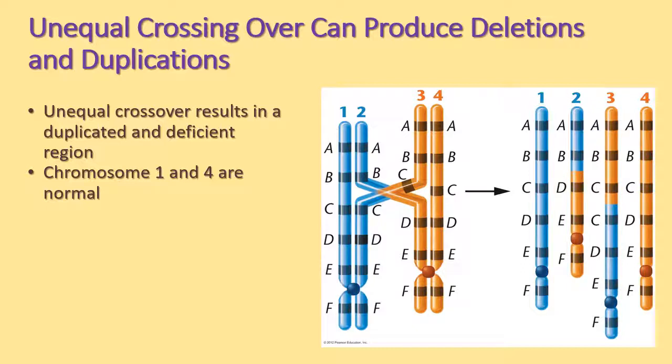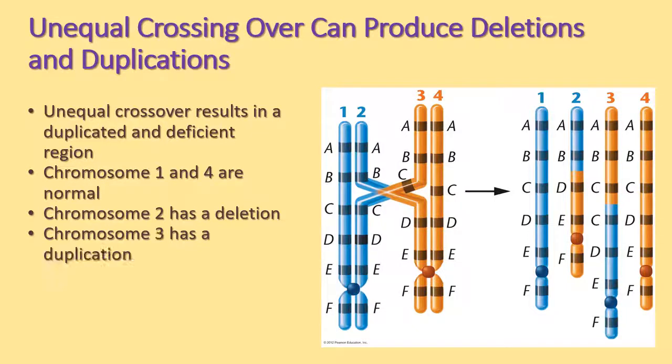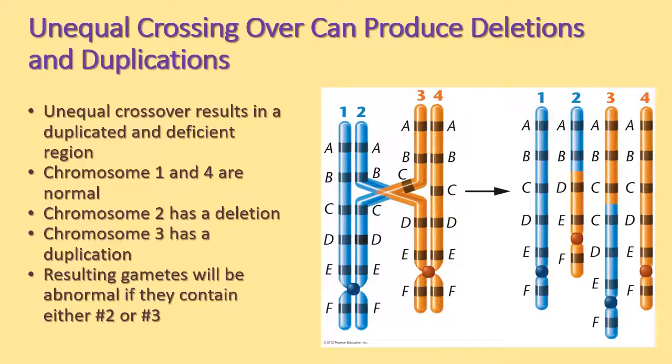So here you can see chromosomes 1 and 4 are normal. Chromosome 2 ends up with a deletion, so this is also a way that you can get deletions. Chromosome 3 has a duplication. So the resulting gametes will be abnormal if they contain either chromosome 2 or 3.